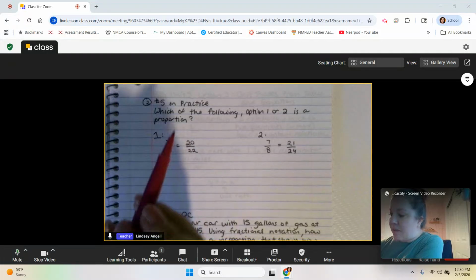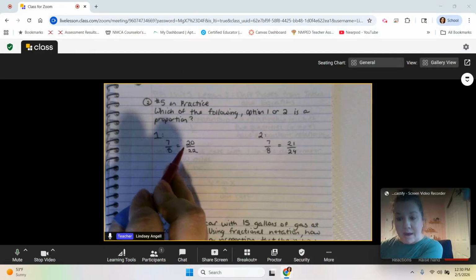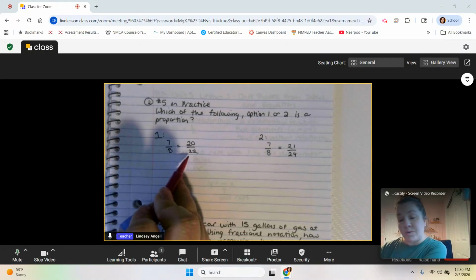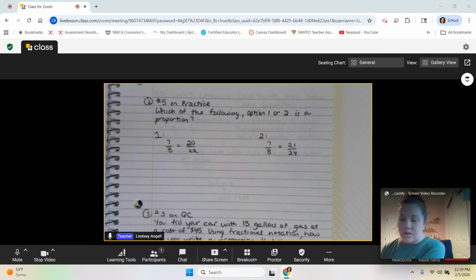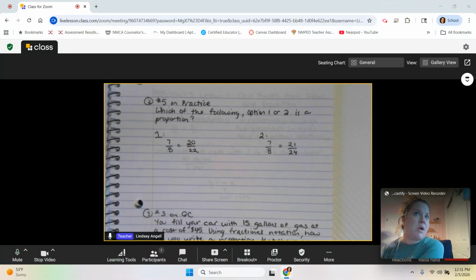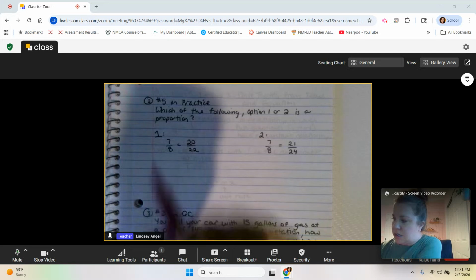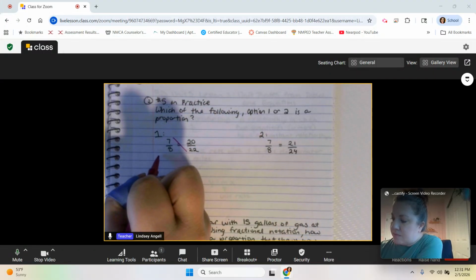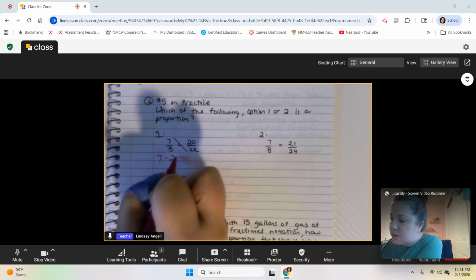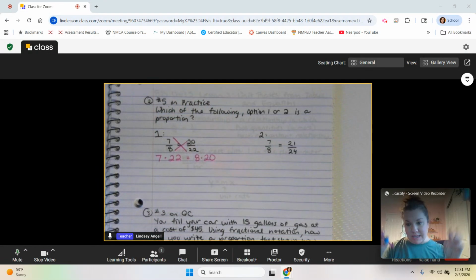So if we think about that with this first one, I don't know how to get from 7 to 20 without doing some math. I don't know how to get from 8 to 22 without doing some math. So when we can't see it right away, the process that you can take in order to solve is called cross products or cross multiplication. So what we do is we multiply across the equal sign. So we would say 7 times 22 equals 8 times 20. If we get the same thing on both sides, then they are proportional.